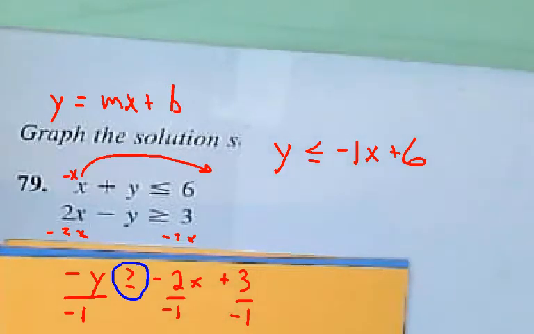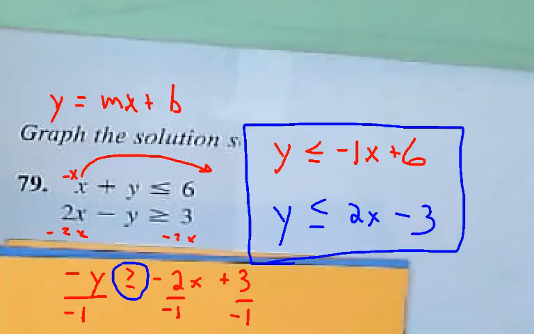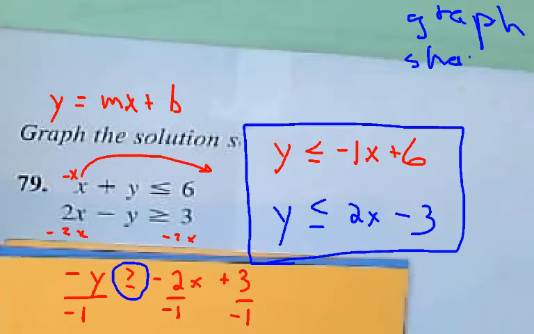So that means it's going to be less than or equal to, just like this one, right? Negative divided by negative is going to be positive 2x. Positive 3 divided by negative 1 is going to be negative 3. Ta-da! So these are the two that we have to graph, and then shade, and then find the intersection. So we're going to graph them, then we're going to shade it, and then we're going to find the intersection.